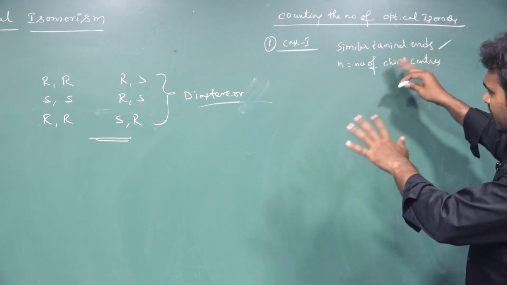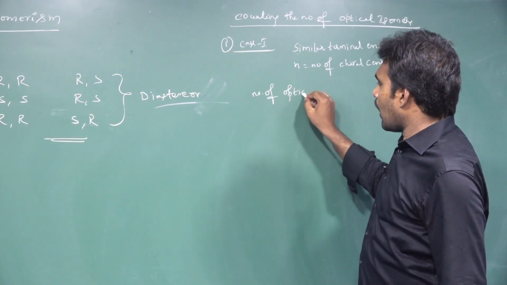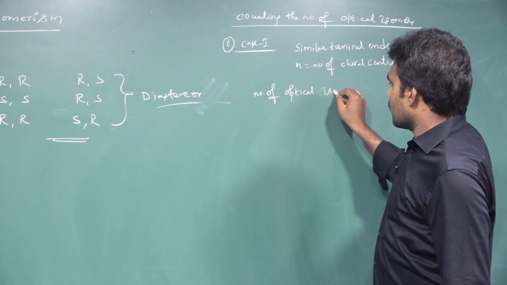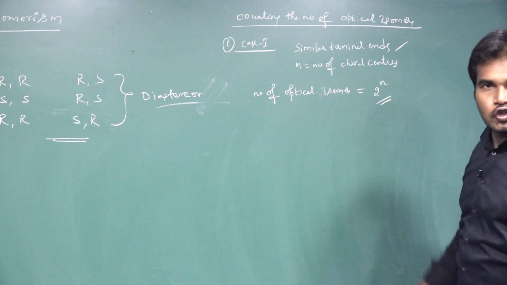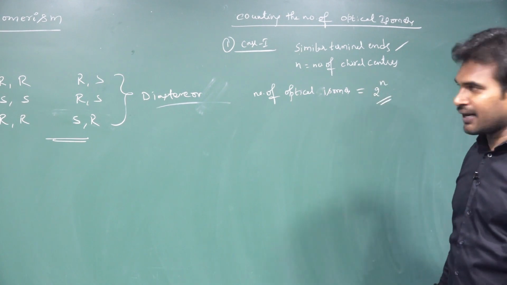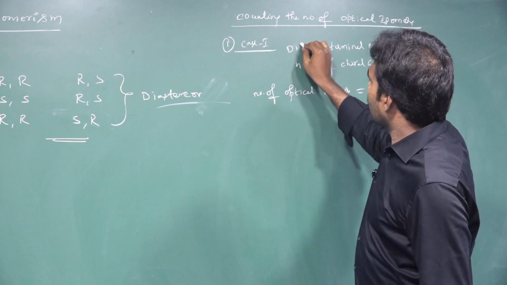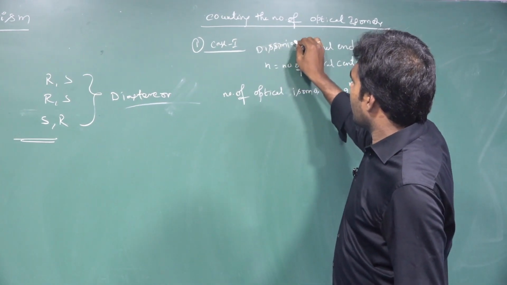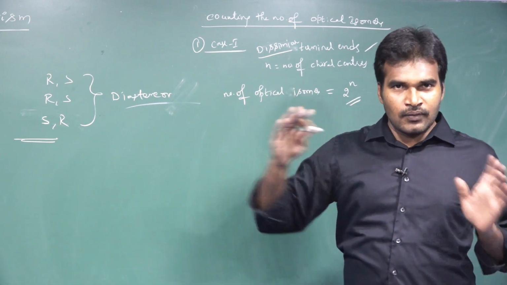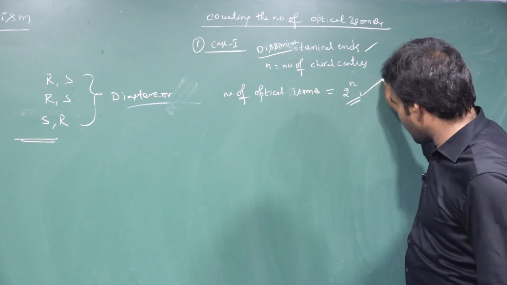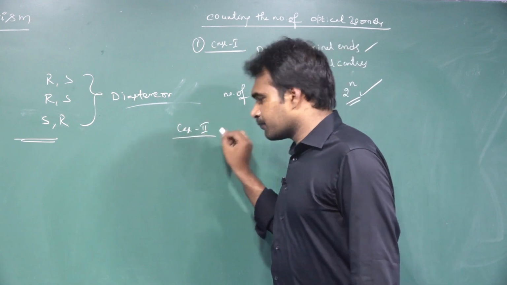So when they fulfill these two, then the formula for number of optical isomers is 2 power n. Sorry, this is not similar, dissimilar. If the two terminals are different and having n number of chiral centers, this is the formula. Okay, next, second case. Case 2.